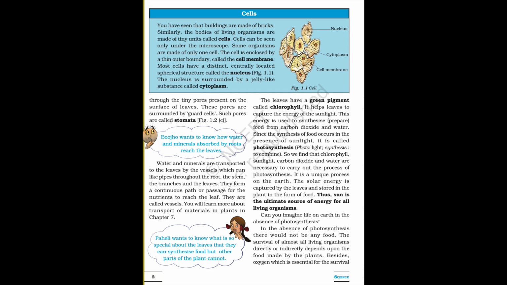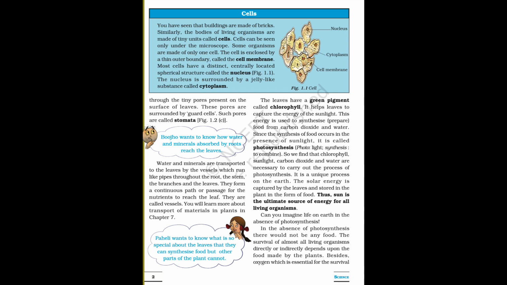These pores are surrounded by guard cells. Such pores are called stomata. Note on the cells. You have seen that buildings are made of bricks. Similarly, the bodies of living organisms are made of tiny units called cells. Cells can be seen only under the microscope.